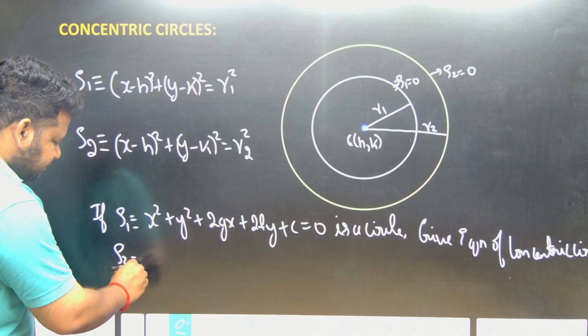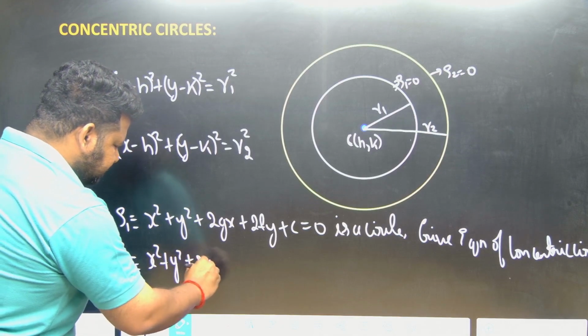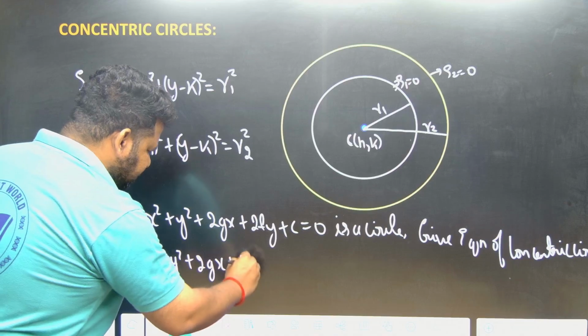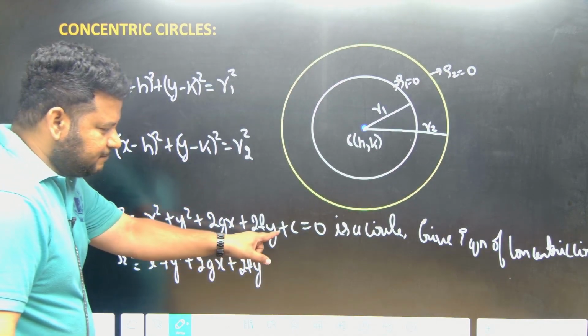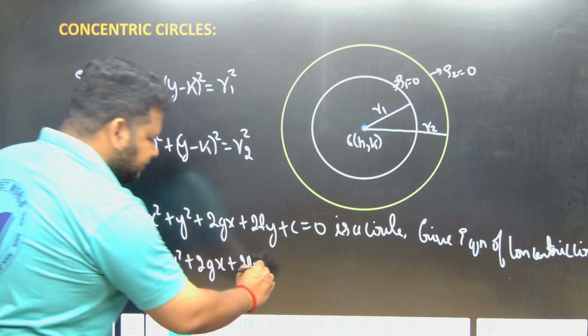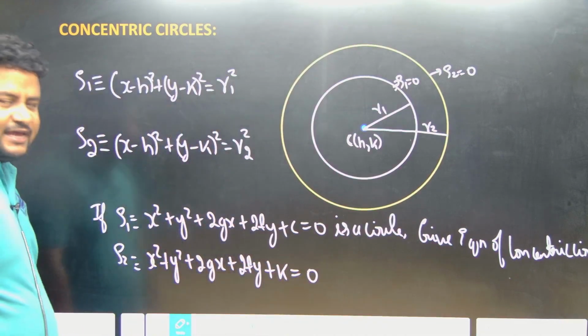This is the general equation of the circle. Write down as it is, x square plus y square plus 2gx plus 2fy. Till here it is the same, because the center is the same, but here, plus c, the constant. Here instead of writing plus c, you will write plus k is equal to 0.